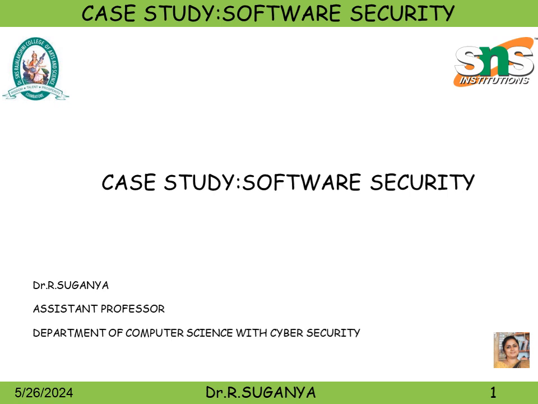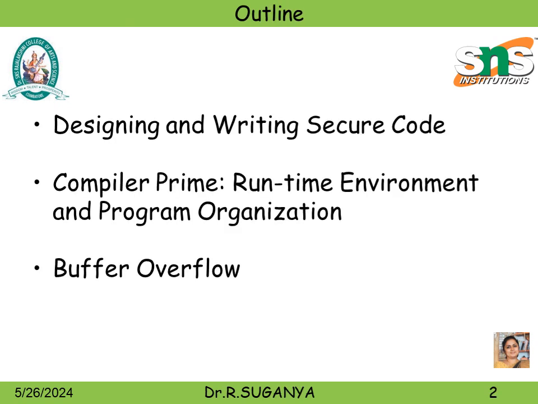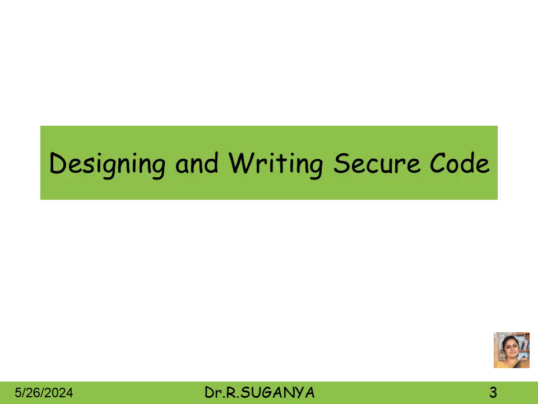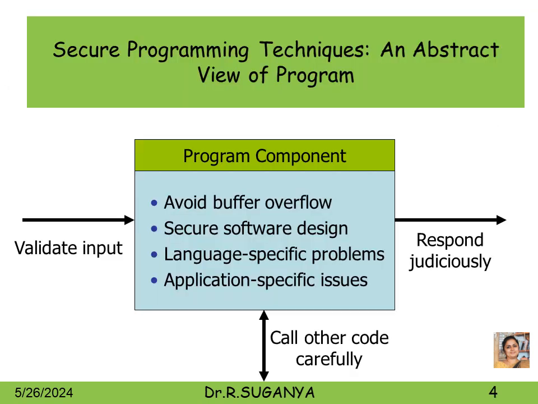Today we are going to see the case study of software security. Outline: designing and writing secure code, compiler, runtime environment and program organization, and buffer overflow. Designing and writing the secure code. Secure programming techniques, an abstract view of a program.